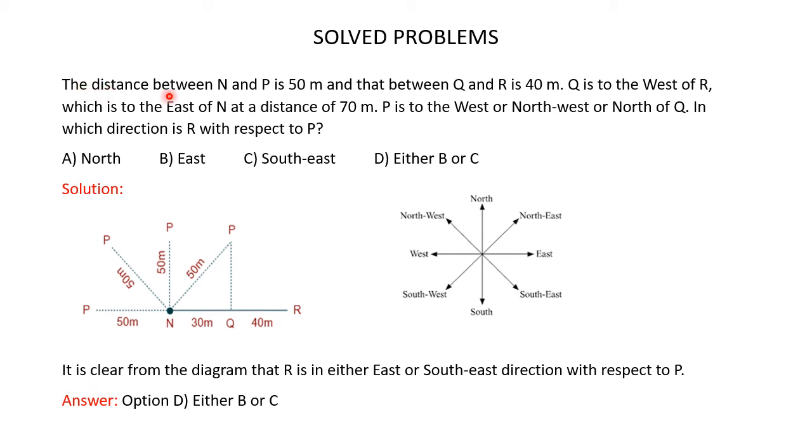The distance between N and P is 50 meters and that between Q and R is 40 meters. Q is to the west of R, which is to the east of N at a distance of 70 meters. P is to the west or northwest or north of Q. In which direction is R with respect to P? You are given four options here and you have to find out which of these options is the correct one.